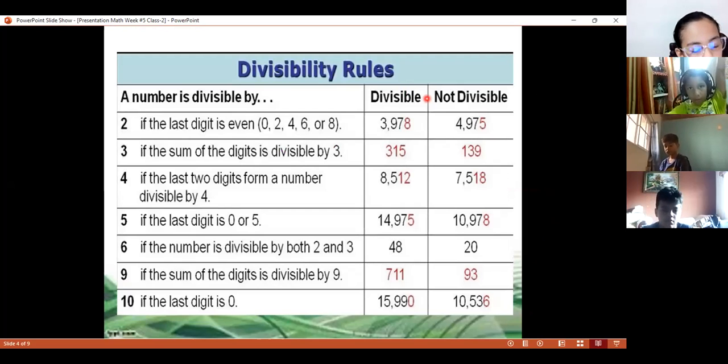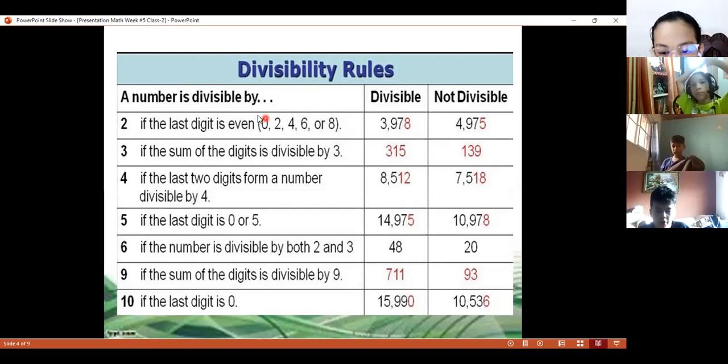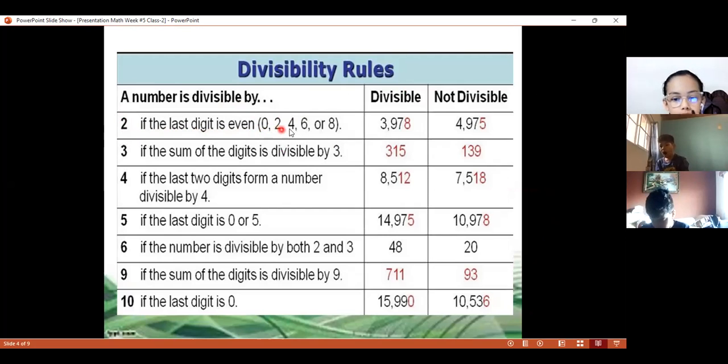Let's review one more time the rules because on the next page we're going to use these rules. Now, a number is divisible by 2 if the last digit is even. Remember, the even numbers are 0, 2, 4, 6, or 8, 10, and so on, right? These are even numbers.